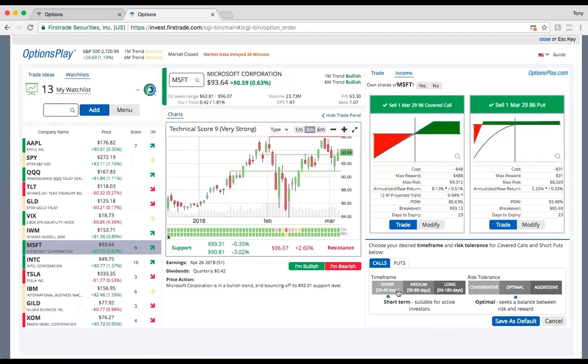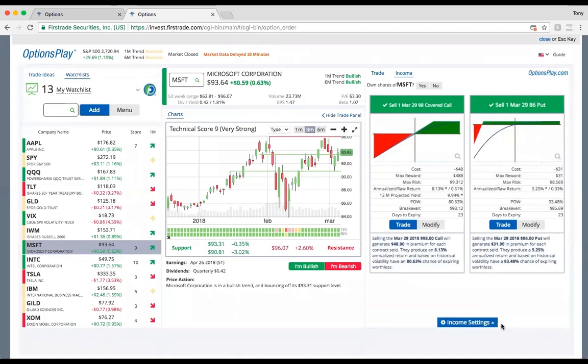Do you do a month or two, 2 to 3 months, or 3 to 6 months? You can choose the time frame that best suits your frequency of trading, and then you can also select your risk tolerance. Conservative means you're trying to minimize the risk of losing your stock. Aggressive means you're trying to maximize the return of a covered call, or optimal, which is seeking a balance. So I myself, because I'm fairly active, choose short-term, and I typically choose optimal for my risk tolerance. And you can set these independently for calls and puts. So you can maybe get really aggressive on the puts, but stay optimal on the calls. Whatever your preferences are, you can save this as default.